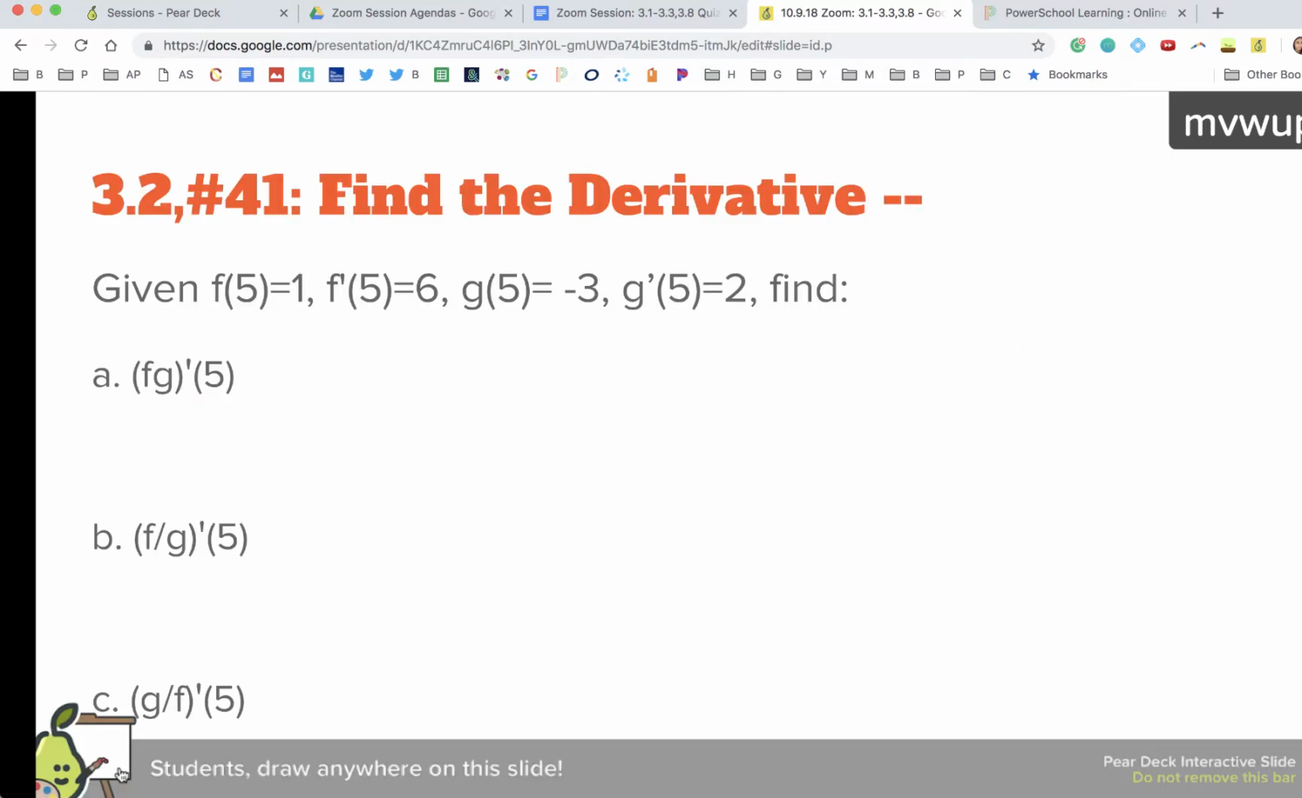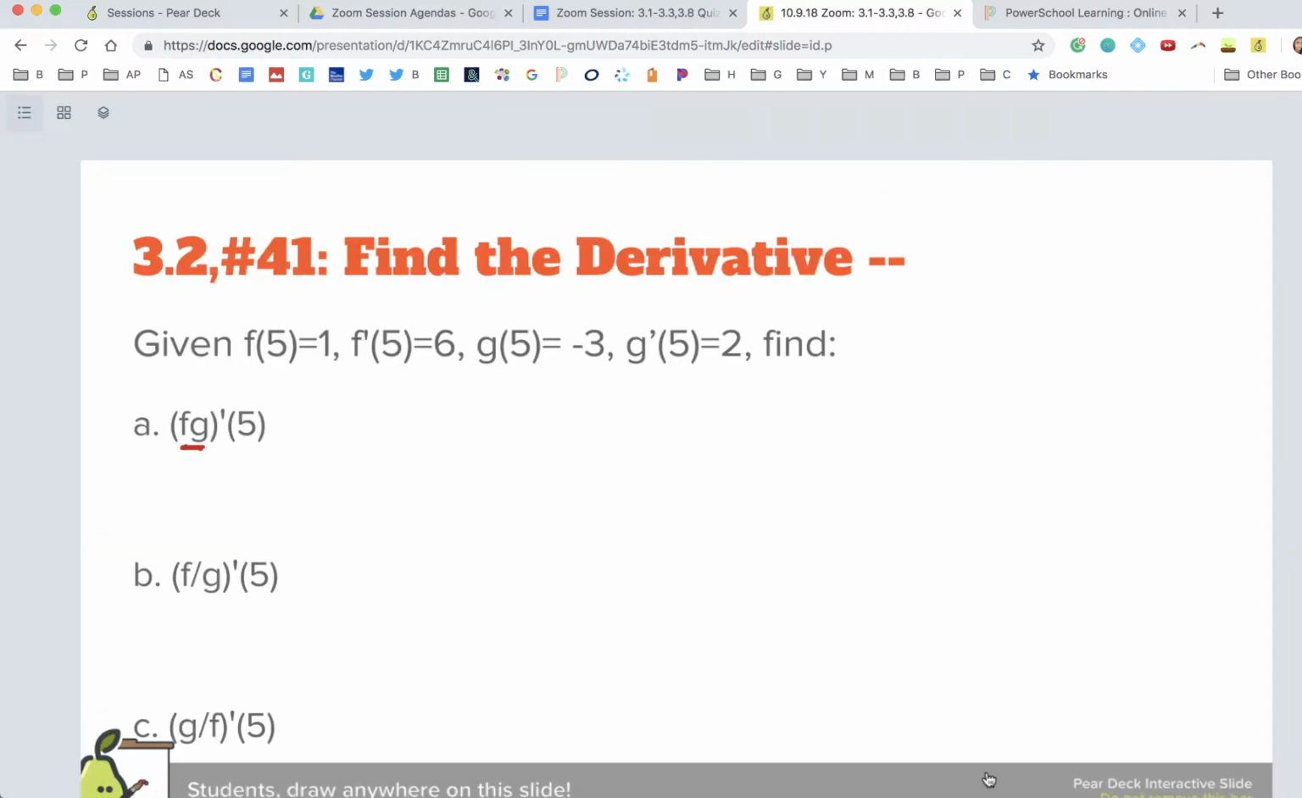They give you f of 5, f prime of 5, g of 5, and g prime of 5. So the first thing they ask you is this, f times g prime of 5. So that is a product rule. So we have the derivative of the first times the second plus the first times the derivative of the second. And then we're just going to plug the values in.